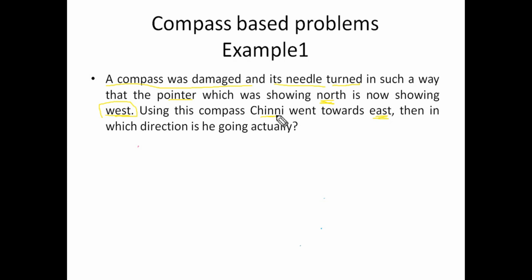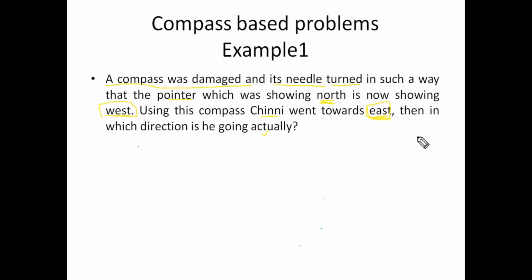So we don't know that the pointer needle turned. We don't know the compass was damaged. Using this compass, Chinni is going towards east. Is he moving in a required direction? No, he's not moving in a required direction. By thinking it is east, he is moving. But the question is, then in which direction is he going actually? He is thinking that it is east, but actually what is the direction? We should tell. Right? Okay.